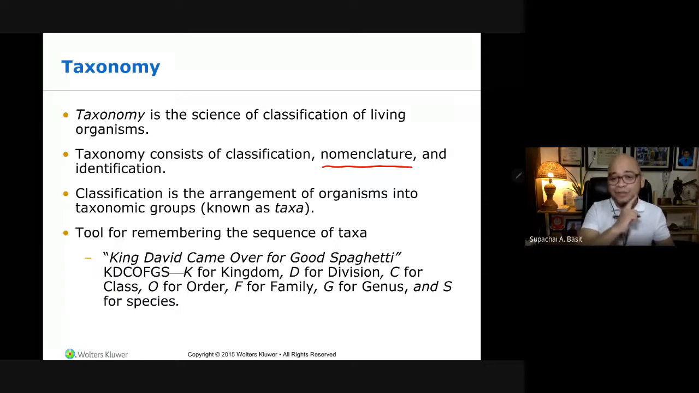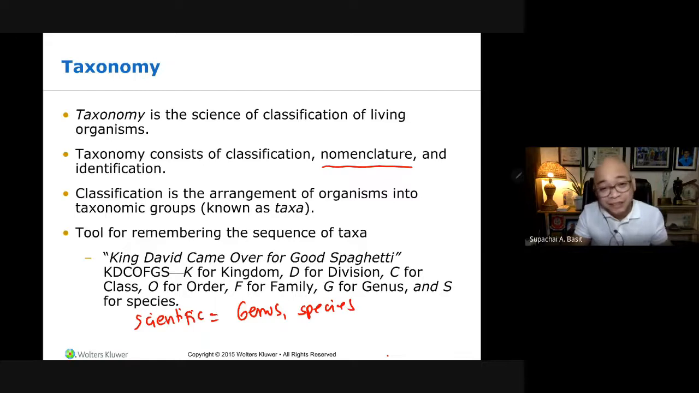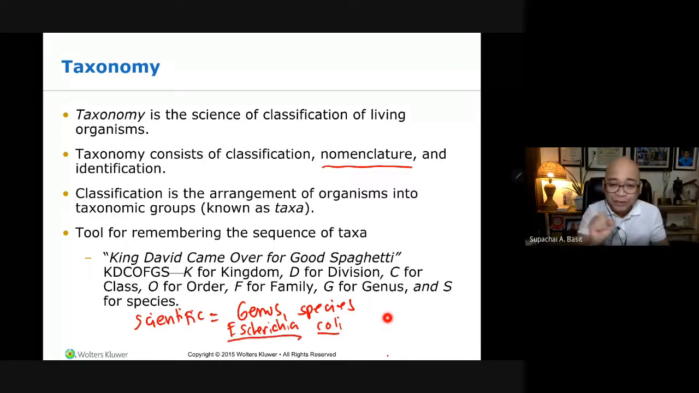Now take note that a scientific name is the genus and the species of a certain organism. So, for example, in Escherichia coli, the genus is Escherichia and the species would be coli. And we usually place an underline or you italicize it.